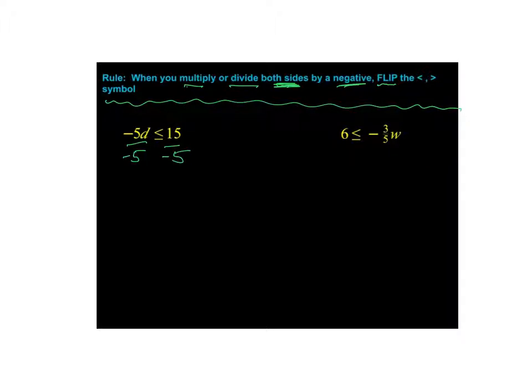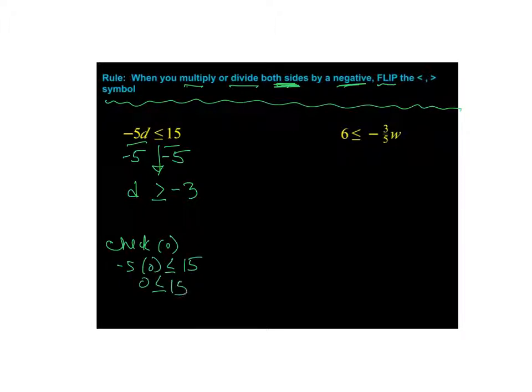I'm going to divide both sides by negative 5, which tells me that I'm going to flip. I've got d is greater than or equal to negative 3. I'm going to check it with something greater than negative 3. I'll pick 0. Negative 5 times 0 is less than or equal to 15. True, it is. And I'm not going to graph these.